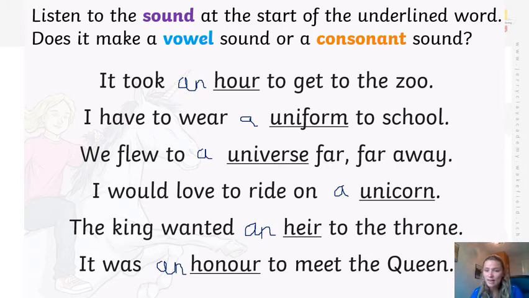If you haven't, just have a look again, have a read of your sentences and see, can you tell now which ones have the consonant and the vowel sound, to see whether to use a or an correctly.